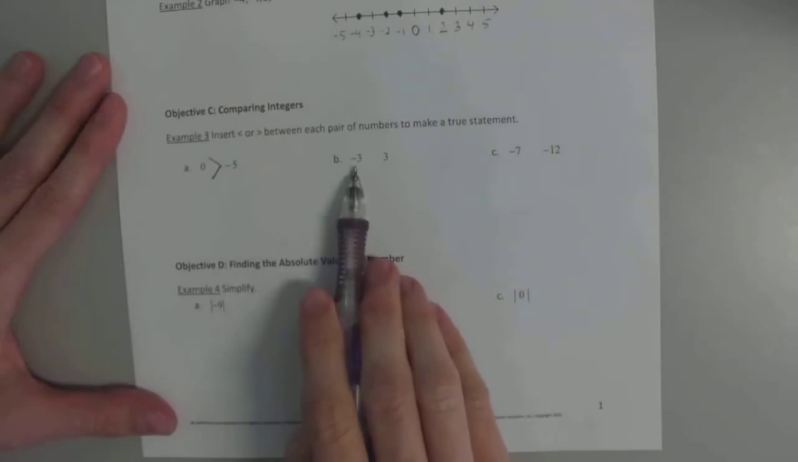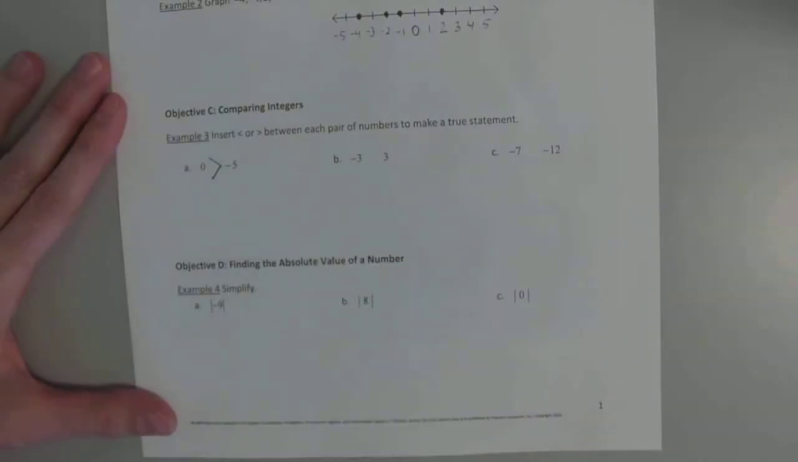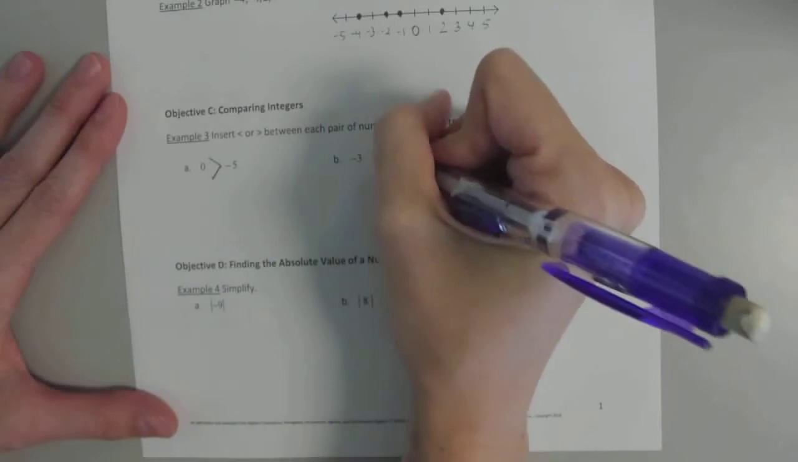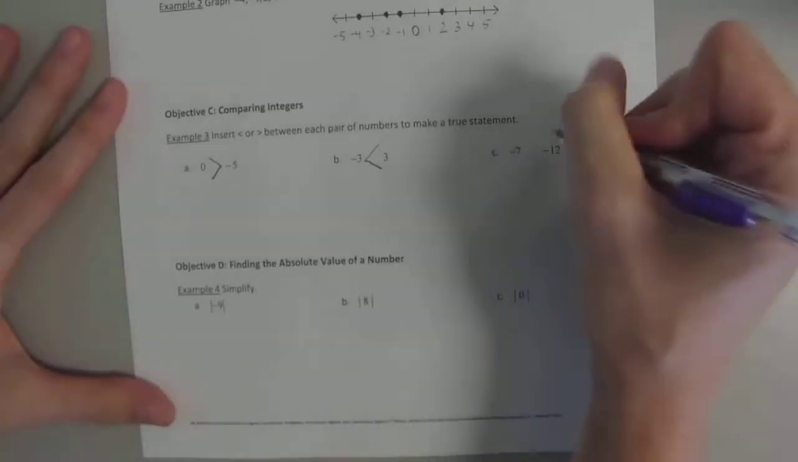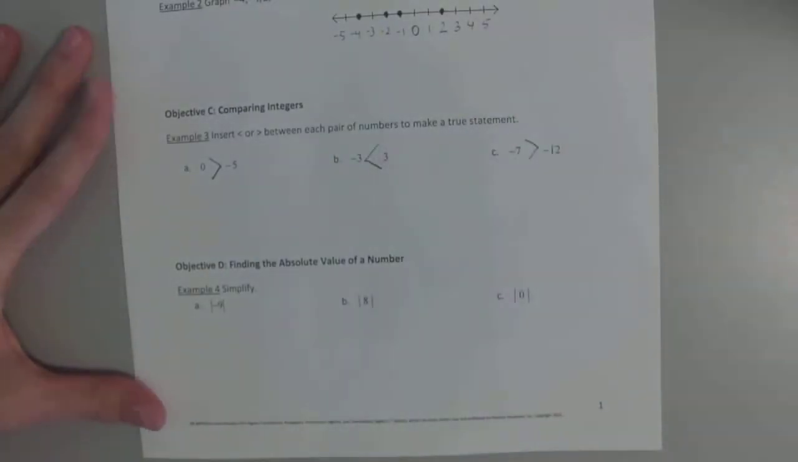Would you rather be $3 in debt or have $3? Have $3. So have the alligator mouth eat him. See how it's opening up like this? Nom, nom, nom. Okay. And last but not least, -7 compared to -12. They're both debt. You don't want either one. But if you could pick which debt, would you rather have $7 of debt or $12 of debt? 7. You got it. And so you would eat him.